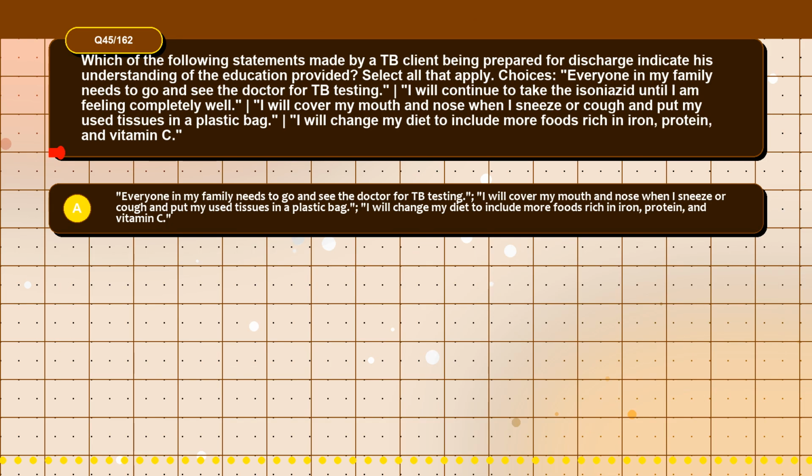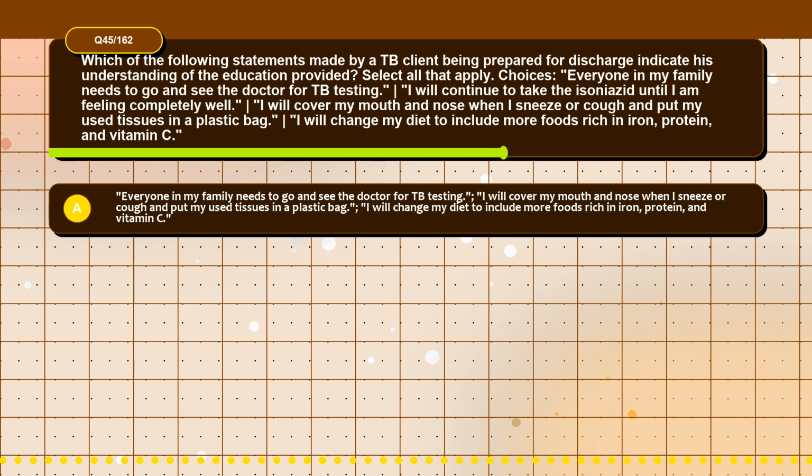Question 45. Which of the following statements made by a TB client being prepared for discharge indicate his understanding of the education provided? Select all that apply. Choices: Everyone in my family needs to go and see the doctor for TB testing. I will continue to take the isoniazid until I am feeling completely well. I will cover my mouth and nose when I sneeze or cough and put my used tissues in a plastic bag. I will change my diet to include more foods rich in iron, protein, and vitamin C.